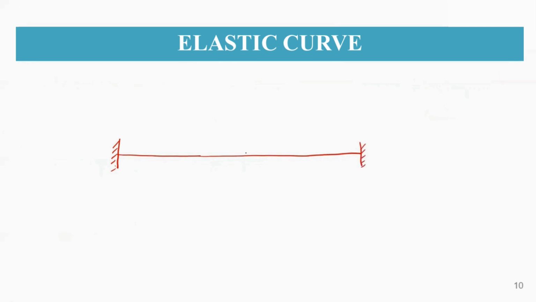So this is your two span continuous beam. This is your A, this is your B and this is your C. Now here we know that theta A equal to 0 and theta C equal to 0. Coming to your theta B, it is 26.7 by EI, which is in anti-clockwise direction.